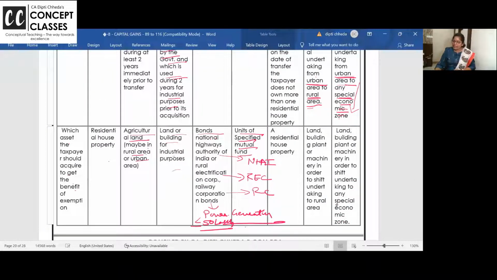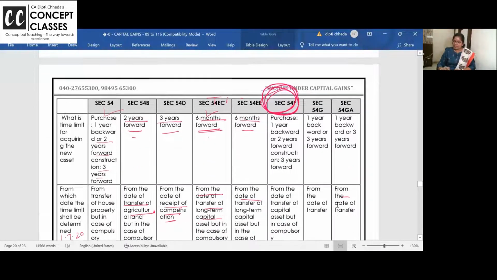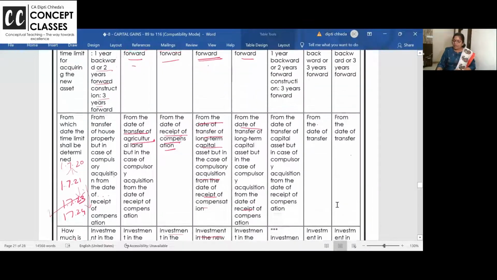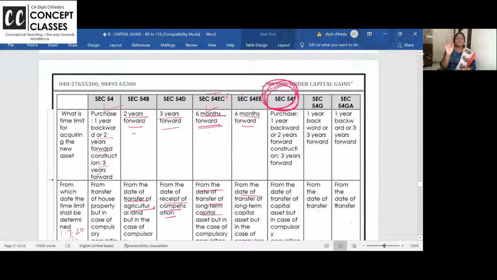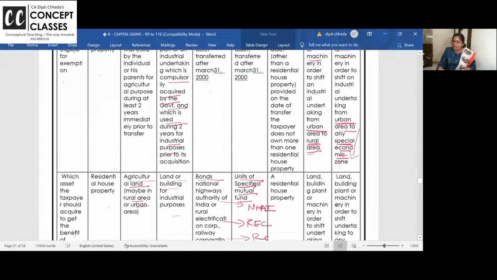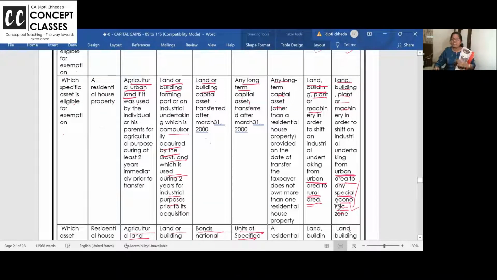What do you need to buy? Land and building in the rural area. Land, building, plant and machinery in the SEZ. 1 year backward, 3 years forward, from the date of the transfer. Okay? Why from the date of transfer? This is not a compulsory acquisition. Compulsory acquisition is 54B, and 54B was only for land and building. 54G and 54GA is for land, building, plant and machinery.